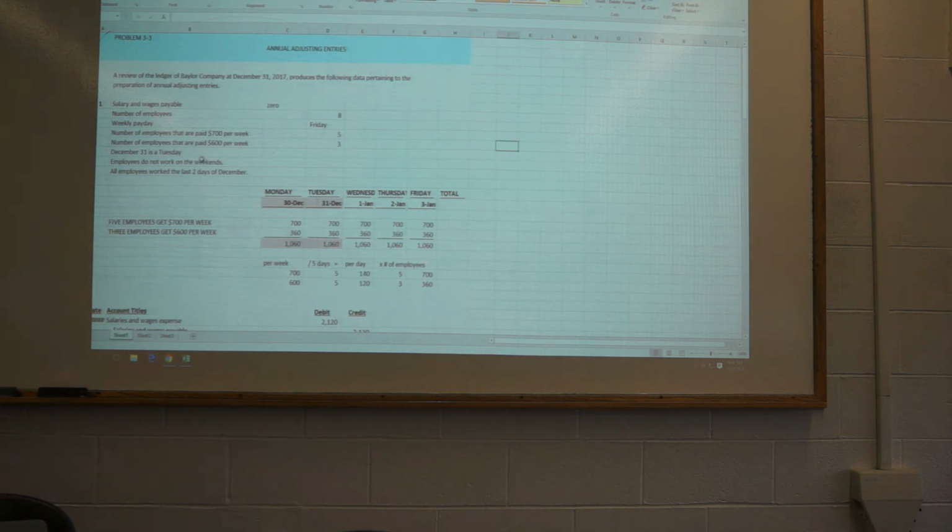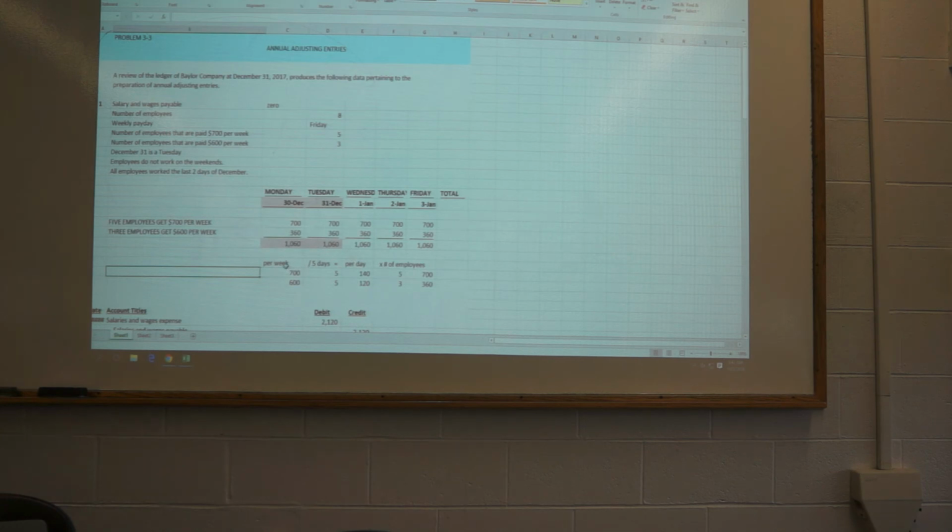December 31st is a Tuesday. They don't work on the weekends, and they all work the last 2 days of December. Okay, so I start right off here. We want to come up with the adjusting entry for Monday and Tuesday. So you've got 5 employees that get $700 a week. So that'd be $3,500 a week for those 5 employees, which comes out to $700 a day. 3 employees get $600 a week. So 3 times 6, 1,800 divided by 5 gives you $360 a day for those guys. So your total payroll for each day is 1,060.